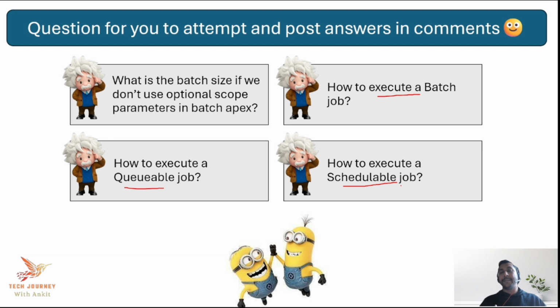The schedulable job can be executed by two approaches. First one, from your UI. I'm not asking about the UI, I'm asking about the developer console. If I ask you to execute the schedulable Apex, which command will you use and what parameters will you pass? Again, I do insist, do try to attempt these questions. The reason I give these questions, as I mentioned in the past videos as well, is so that you are also encouraged to do your own self study.